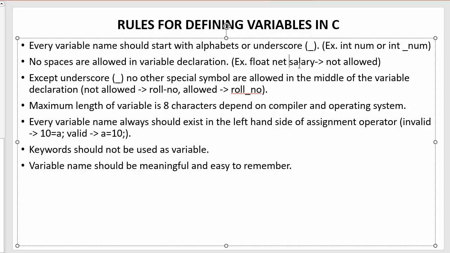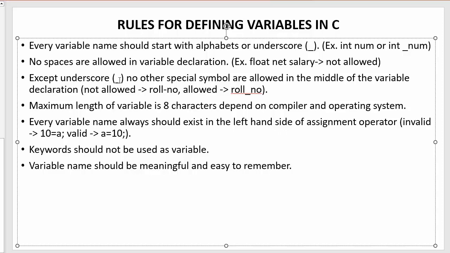So instead of giving a space in between the variable, what you can do is you can either merge those two words or you can put an underscore. Now this becomes a valid way of declaring the variable. Except underscore, no other special symbol is allowed in the middle of the variable declaration.